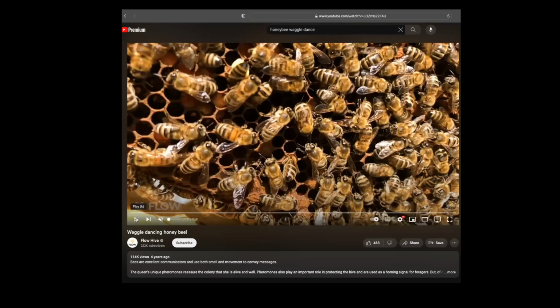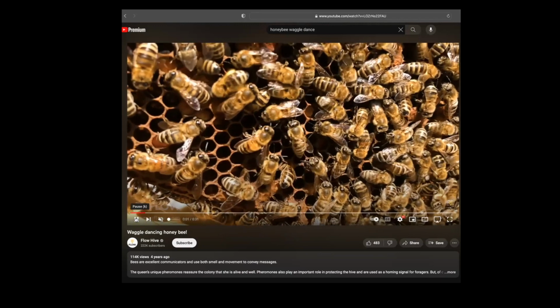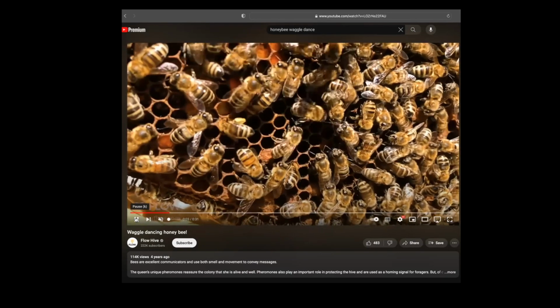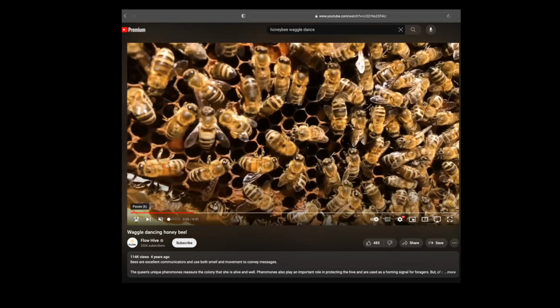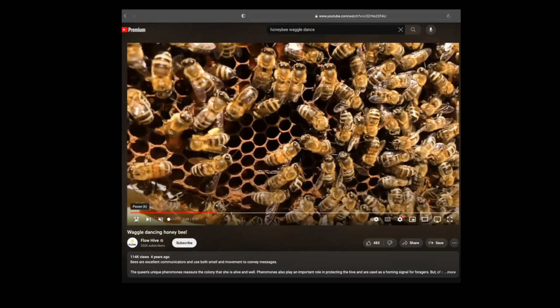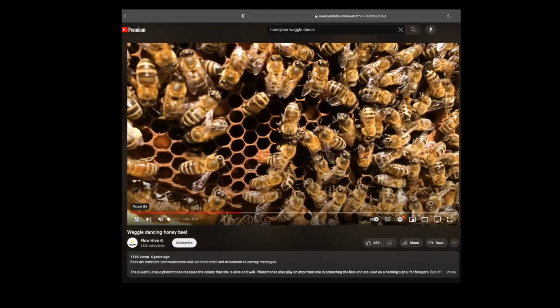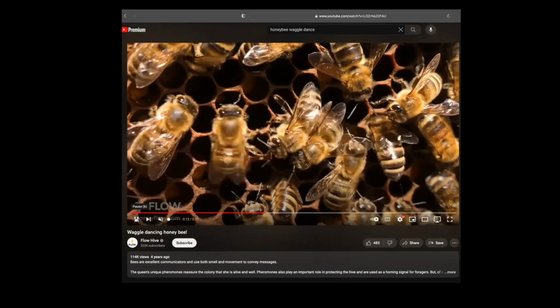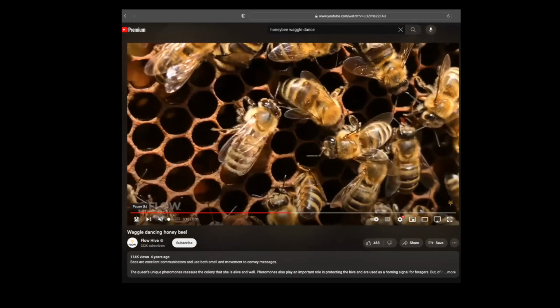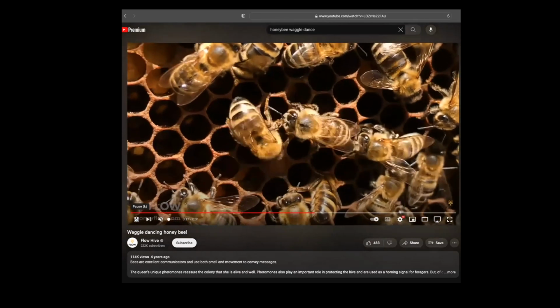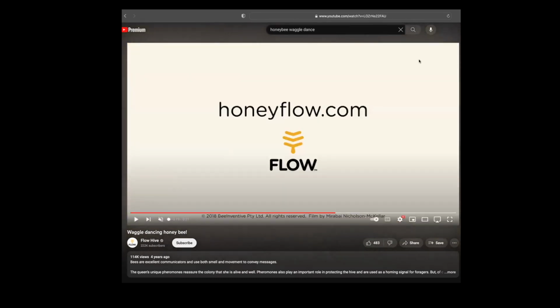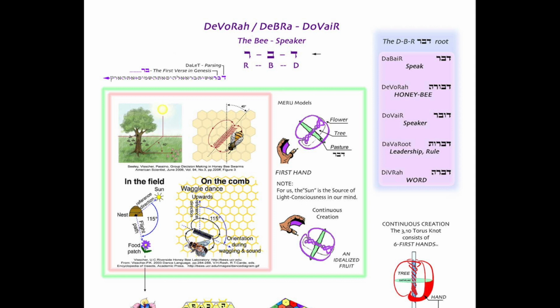Here's another, from a site called Flow Hive. Now watch the movement of these center bees. You can see how they're moving in that same direction. So Stan didn't make this up, and it's amazing that he found it. Now, he didn't have access to YouTube when he wrote this, so he was just going by an article that he found.